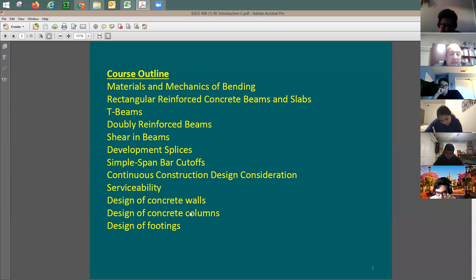Also, when you have columns, columns usually support vertical load and a little bit of moment. So we're going to show you how columns are designed. And then at the end, we're going to have some foundation design. When it comes to the order of the topics, maybe the footings will be part of it here and part of it here. But generally speaking, these are the topics that we are planning to cover. Not the exact order, but this is the order that makes sense to any designer or engineer.